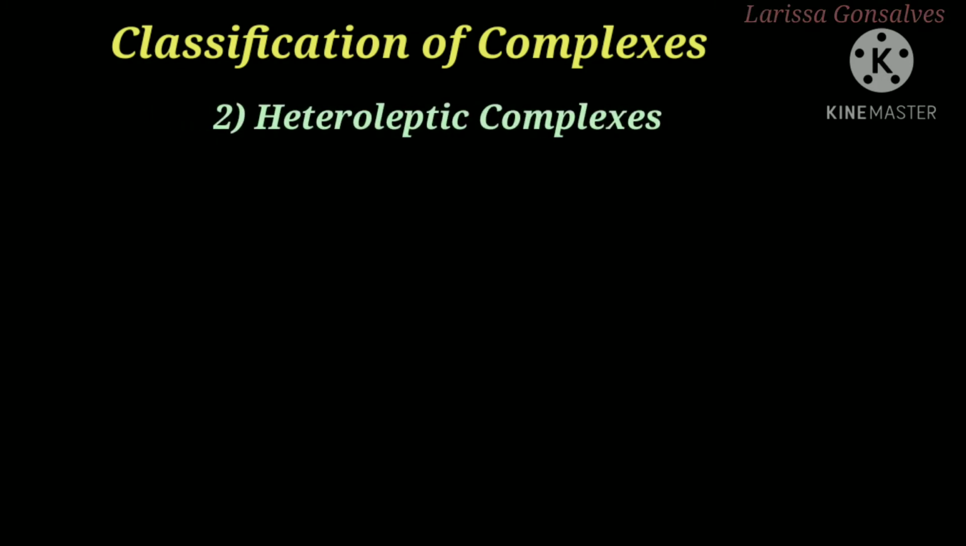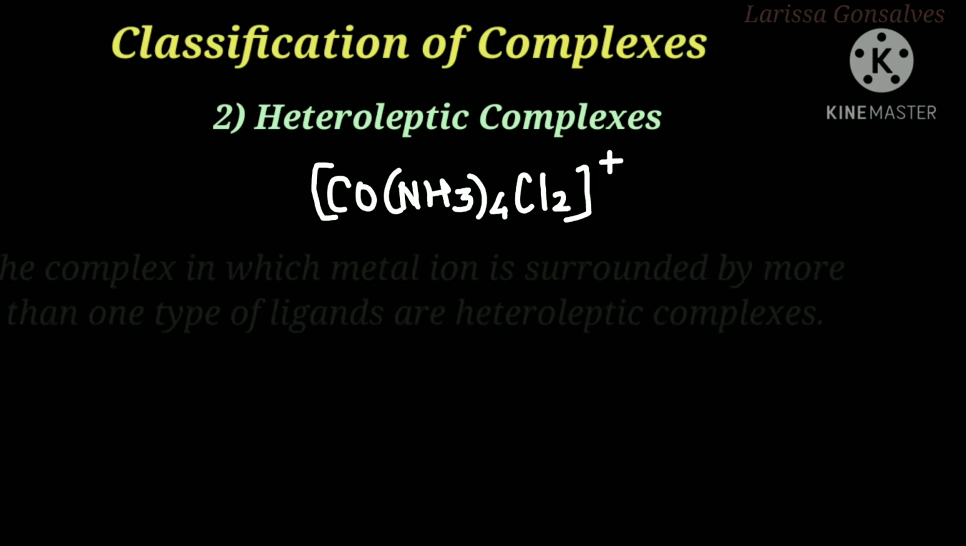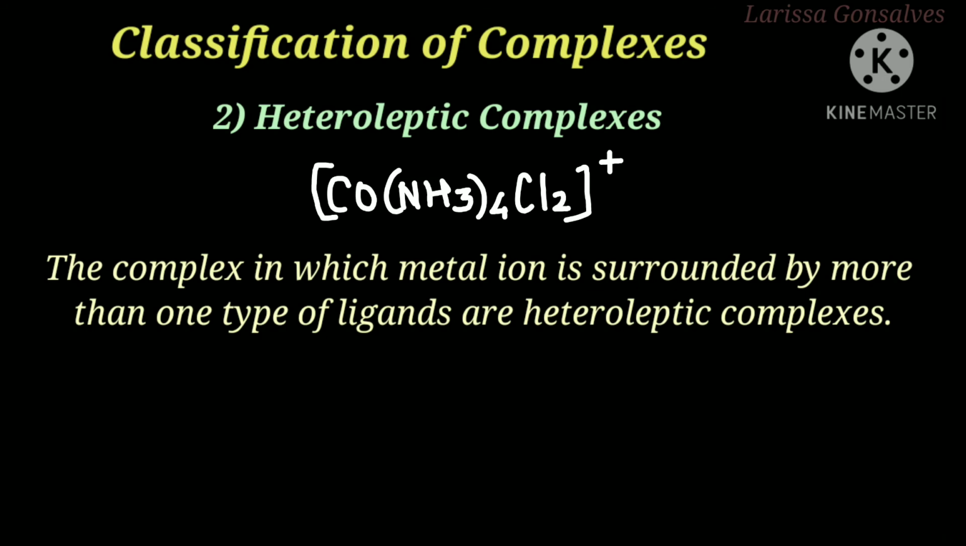Next are the heteroleptic complexes. The term hetero means many or different. Let us consider the example of the complex [Co(NH3)4Cl2]+, NH3 4 times, chloride ions twice, the coordination sphere raised to plus. So you can see there are two types of ligands here which are attached to the central metal ion, that is NH3 and chloride ions. Hence, complexes in which metal ions are surrounded by more than one type of ligands are called as heteroleptic complexes.